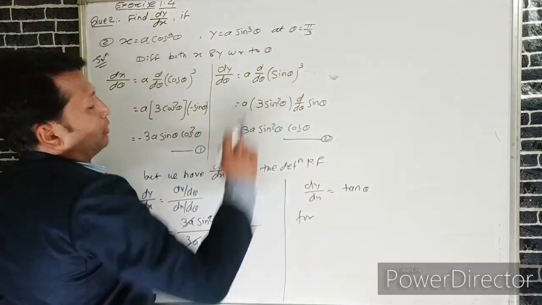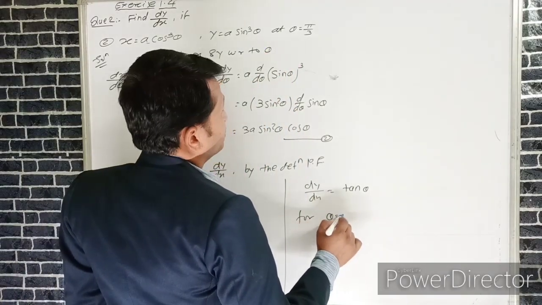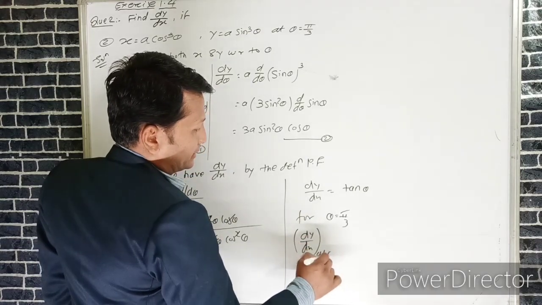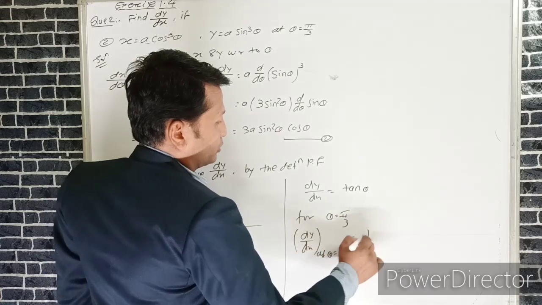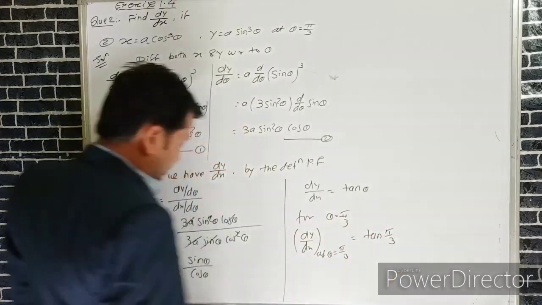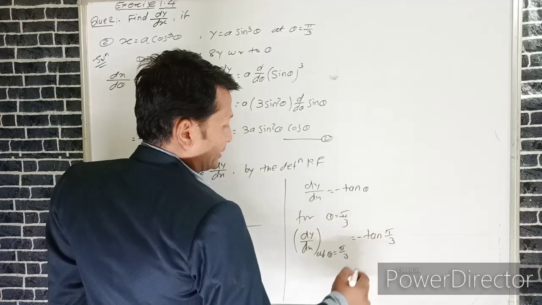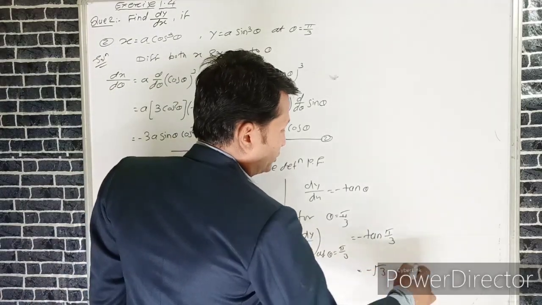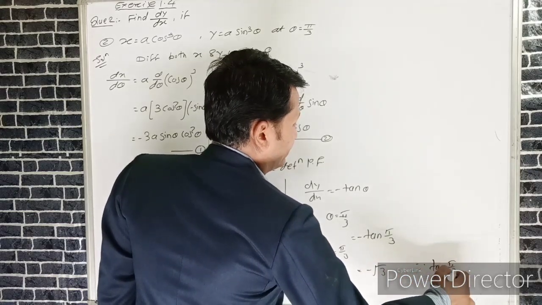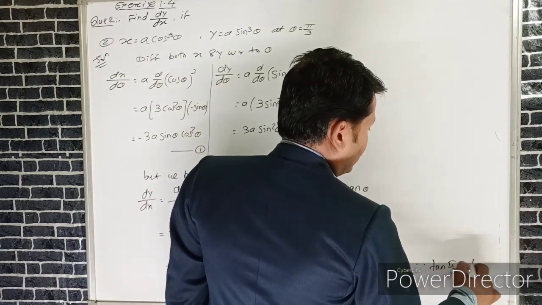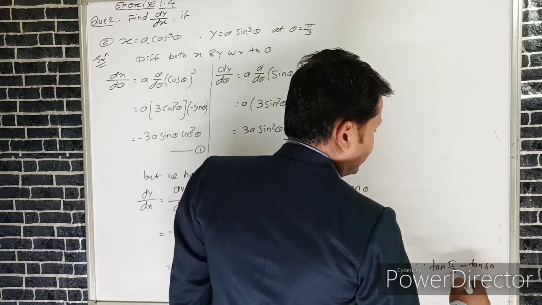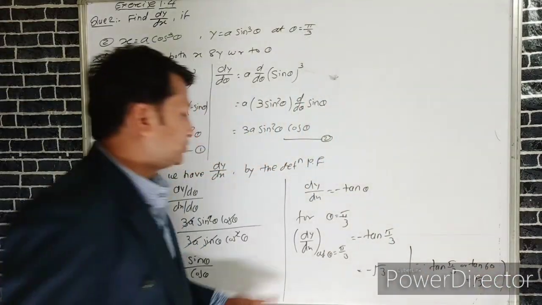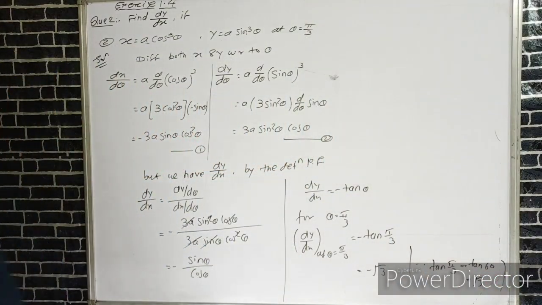But we have to find the value of dy by dx at theta is equal to pi by 3. Therefore, dy upon dx at theta equal to pi by 3 is equal to minus tan of pi by 3. And we know that the value of tan of pi by 3, or tan of 60, is equal to under root 3. Hence, the required value of dy by dx at theta equal to pi by 3 is equal to minus under root 3.